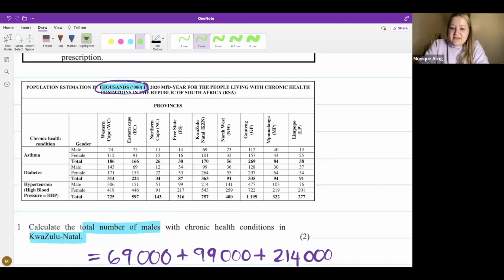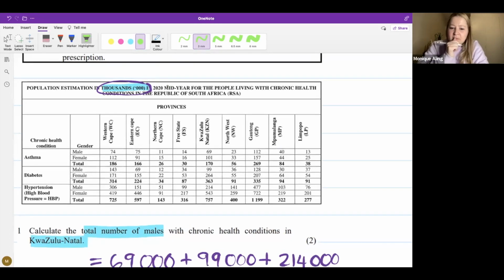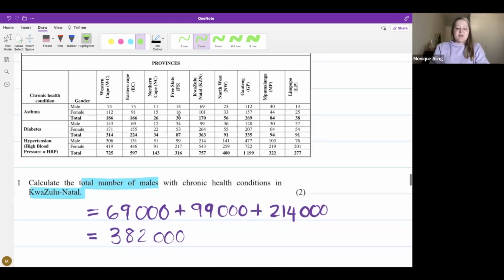Okay, and how did you get that? What did you do? I took the diabetic female and I divided it by the total amount. Okay, but what was your total? The total was 363. I put 264 divided by 363. Okay, so you took the total of everyone with diabetes. Yes. Okay, let's just quickly go back to the question.